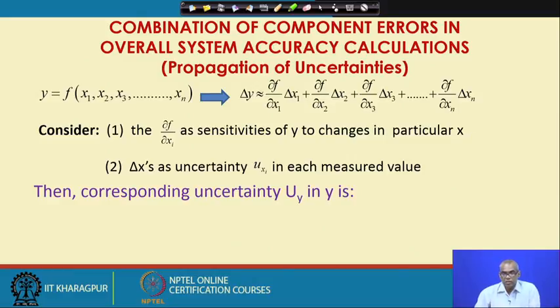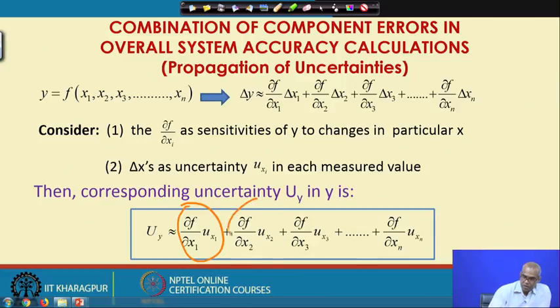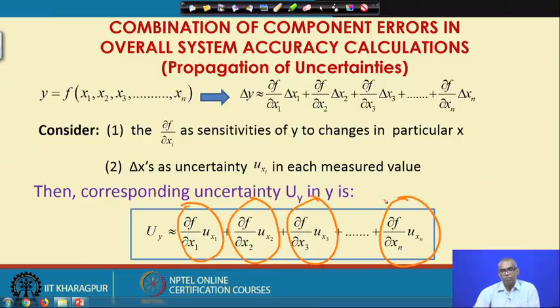Then the corresponding uncertainty in y, which you can represent as u(y), can be computed as del f by del x1 into u(x1), plus del f by del x2 into u(x2), plus del f by del x3 into u(x3), and so on and so forth. Such terms have to be added up to del f by del xn into u(xn).